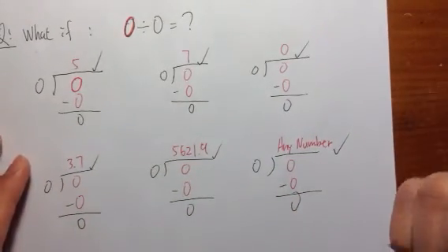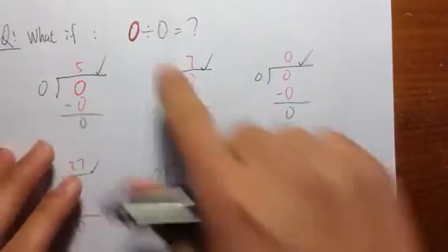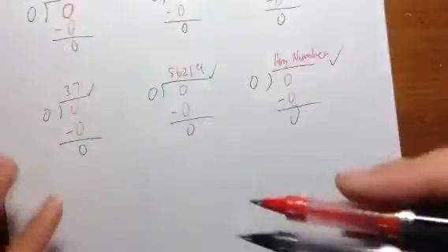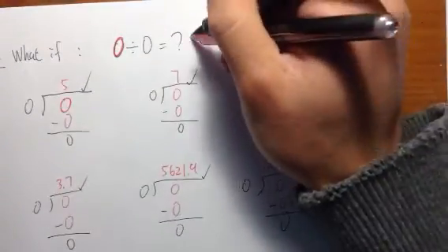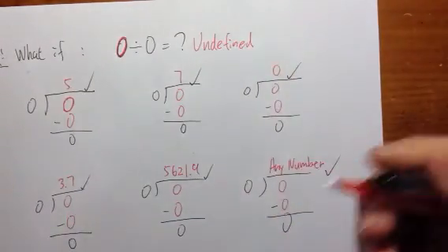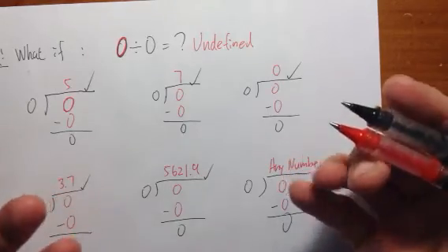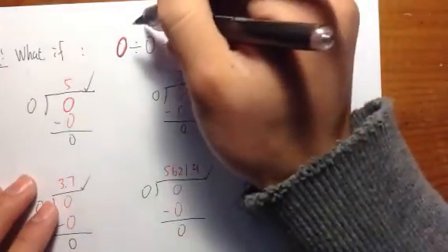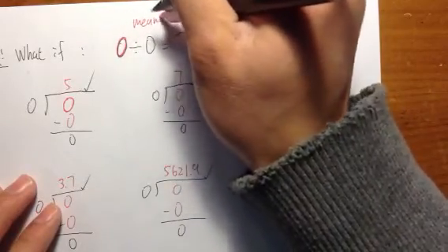So in that case, since it has so many choices, this is a meaningless calculation. So I'm going to say 0 divided by 0 is also equal to undefined. Because it has so many possibilities, this is meaningless.